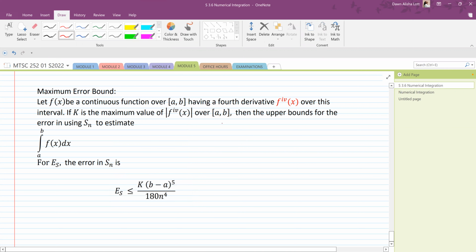Okay, so for this problem, if you remember, we said f of x was x cubed, f prime of x was 3x squared, f double prime of x is 6x, f triple prime of x is 6. And so the fourth derivative at x is 0. So that's our k.